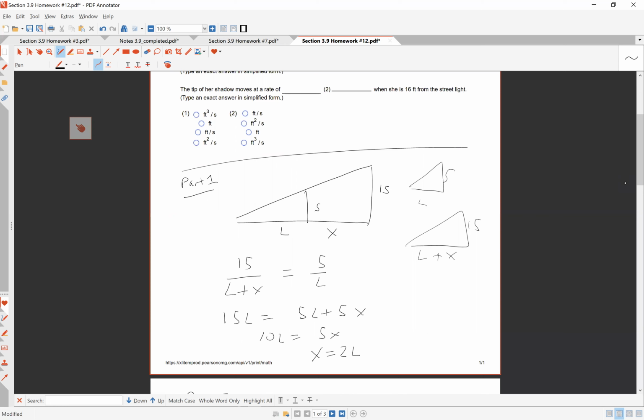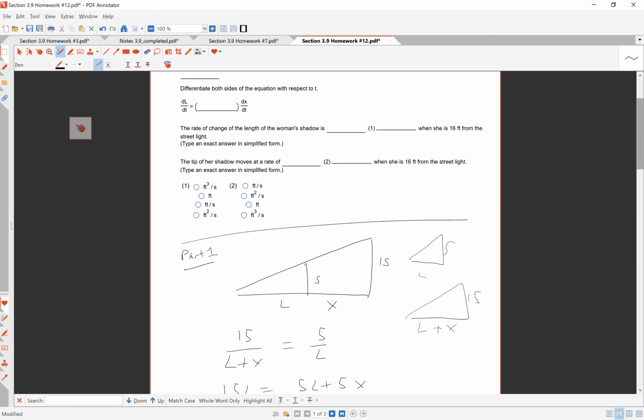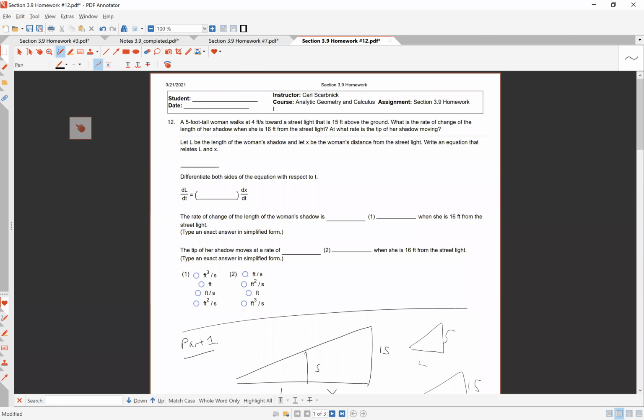The distance of the woman from the light is equal to twice the length of her shadow. So now we have a relationship, right? We need some relationship between the distance of the woman from the light and the length of her shadow. Otherwise we really can't, because what we're trying to do is find a relationship between how fast the length of the shadow is changing and the distance of the woman from the light.